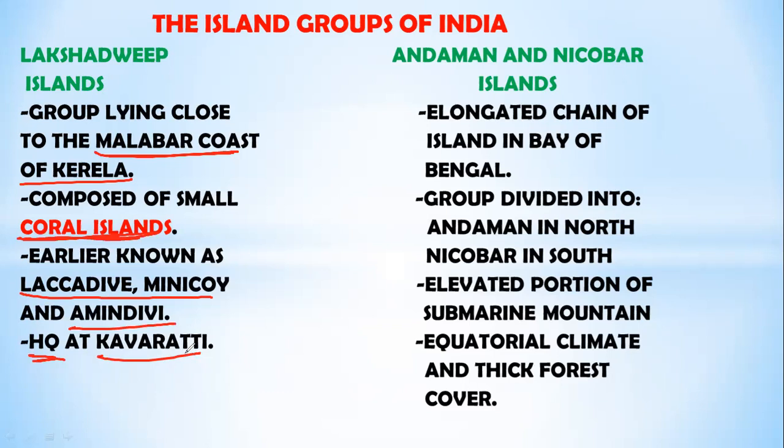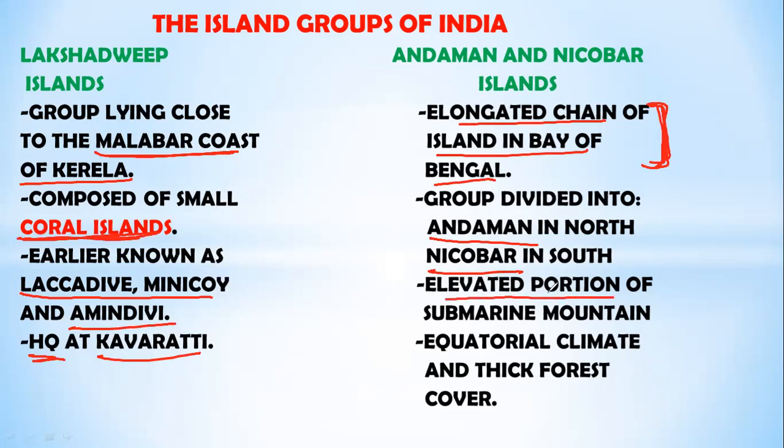Further, Andaman and Nicobar Islands are an elongated chain of islands in Bay of Bengal. These are mostly volcanic islands. Andaman and Nicobar have an origin as volcanic islands. The group of Andaman and Nicobar Islands is divided into Andaman in north and Nicobar in south, and they have been separated by the 10-degree channel.